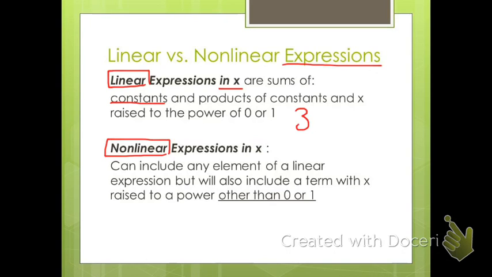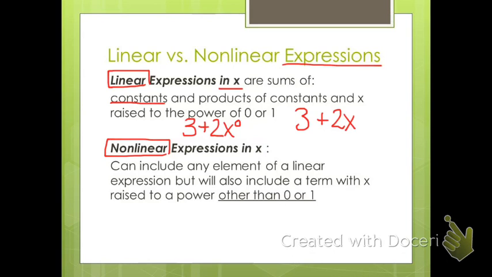then a product of a constant and a variable, and it's a sum, right? So I'd have 3 plus 2x, that would be a very simple one, raised to the power of 0 or 1. So x to the first power is just x. So we don't usually write it, but it's there. So that would be a linear expression. If I had 3 plus 2 times x to the 0 power, it would also be a linear expression. But remember that x to the 0 power is going to equal 1. So it's not gonna vary, but it's still going to fit the definition of a linear expression in x.